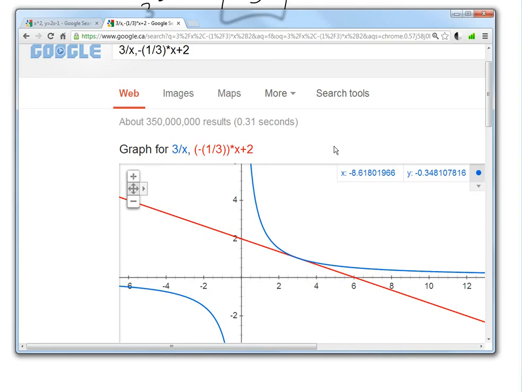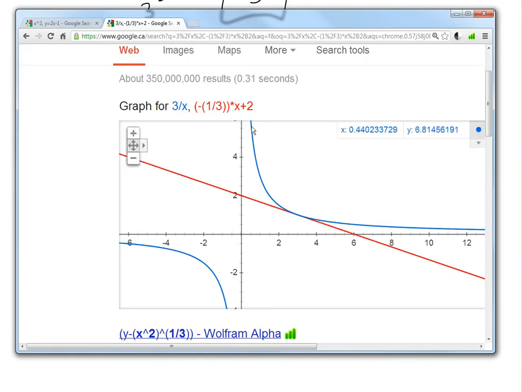Now let's just graph it with Google. So yeah, I've graphed it with Google right here. As you can see, it's the hyperbola. It goes up like that, and the blue one is negative 1 over 3 times x plus 2, and then as you can see, that's 3 over x. This is the equation of the line, negative 1 over 3 x plus 2, and as you can see, it's tangent right at 3, 1 right here. So you can see that's pretty good.